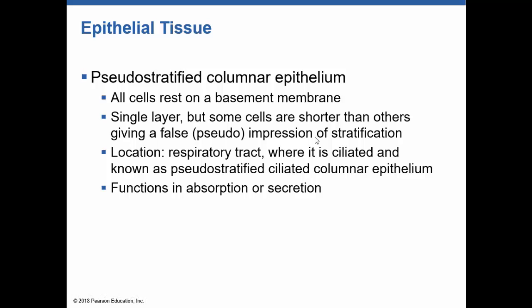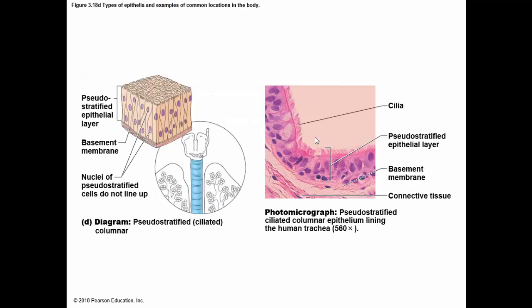There is pseudostratified columnar epithelia, and these are cells that rest on the basement membrane. Remember, the basement is the side that actually connects to other tissues. You can have single layers, but these are some cells that are shorter, so it looks like they're stratified, but not really. You see these in the respiratory tract, either ciliated or not, and they're more for absorption or secretion. And you can see that here. You can actually see the cilia, those little hair-like protrusions along the surface of that cell. It's very interesting.